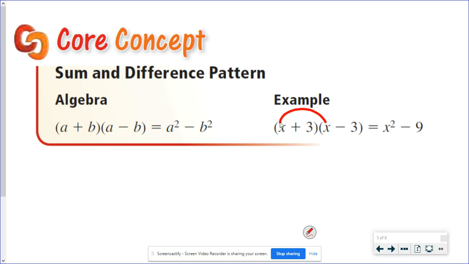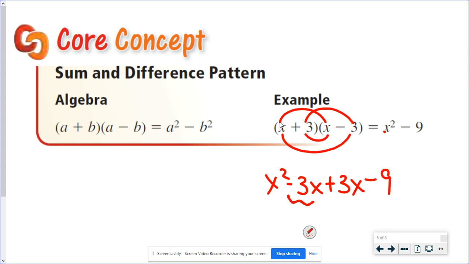If I FOIL that, x times x, x squared. That's a negative 3x, and that's a positive 3x. And then 3 times a negative 3 would be a negative 9. Here's the thing about this one. Those two middle terms are going to cancel out every time because one's a positive 3x and one's a negative 3x, gone. So all I'm left with is x squared minus 9.